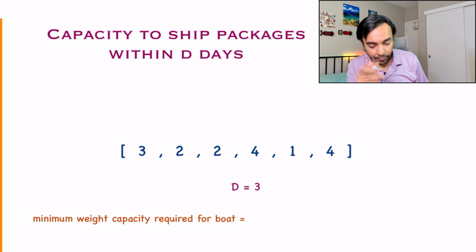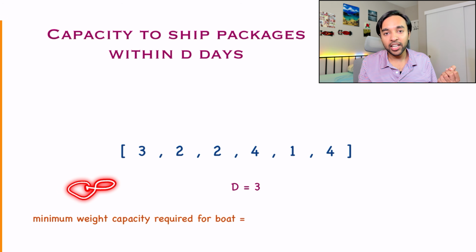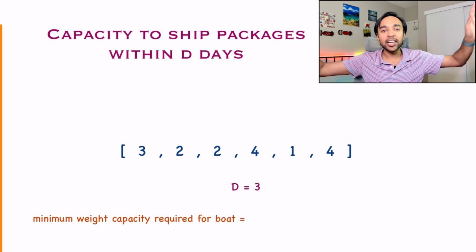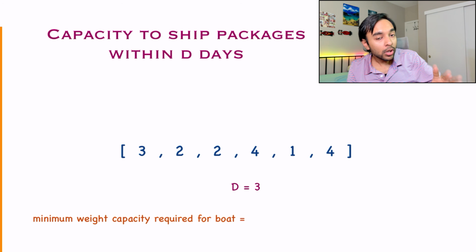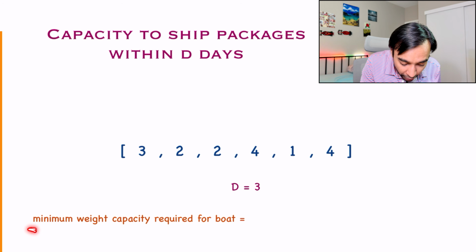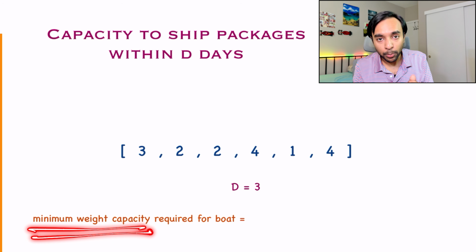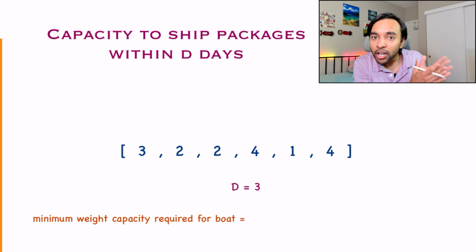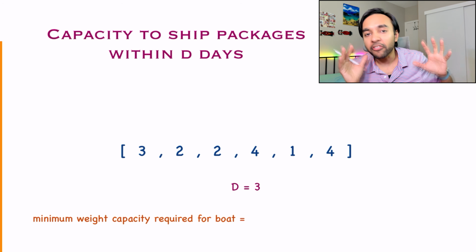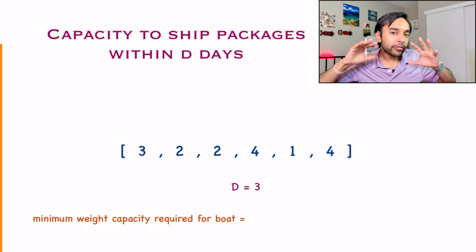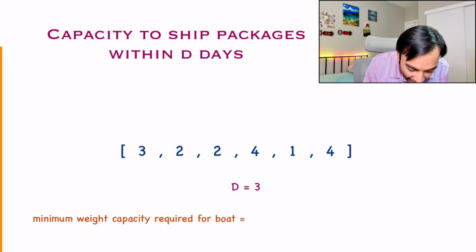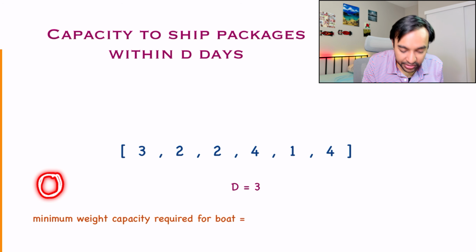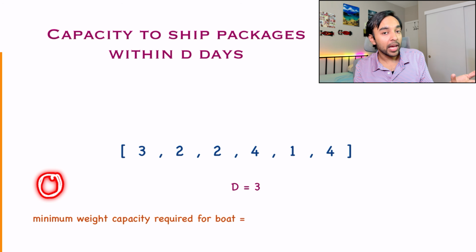So try to think like this. If I have a boat that has an infinite capacity, just on day 1, I can load all of these packages and send it away, right? I was able to ship all the packages in just one day. But that is not the answer. I need to find the minimum weight capacity required for the boat. And I also have to use up all of my 3 days. That is also a very big hint. So what am I defining over here? I am defining a kind of search space. I know that I cannot have a boat with a capacity 0, because if it is 0, I cannot ship any packages.